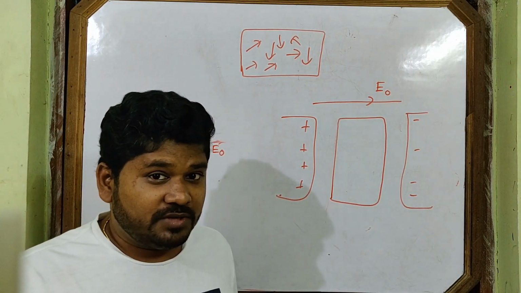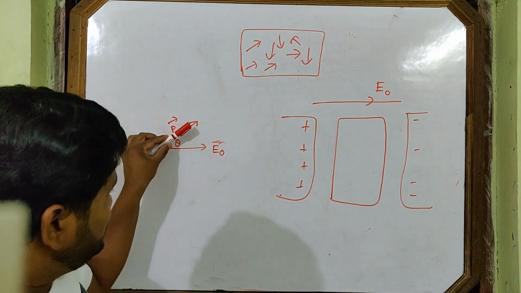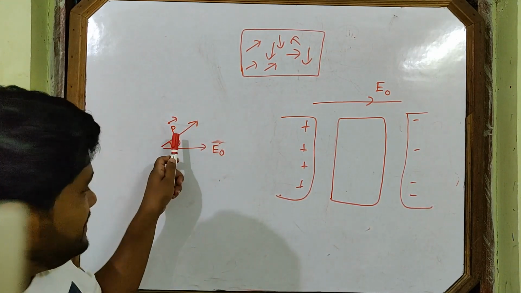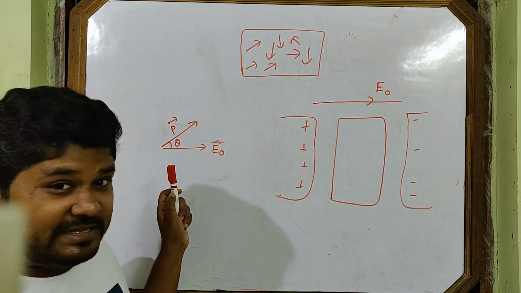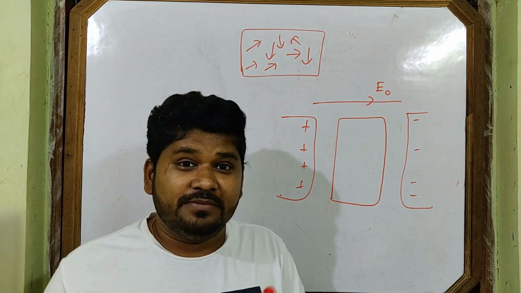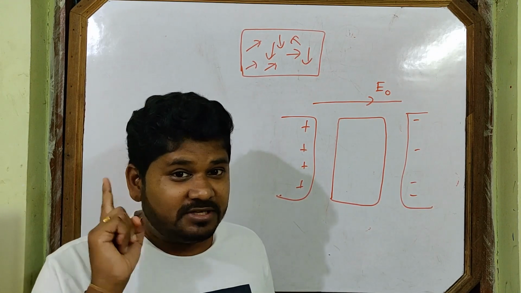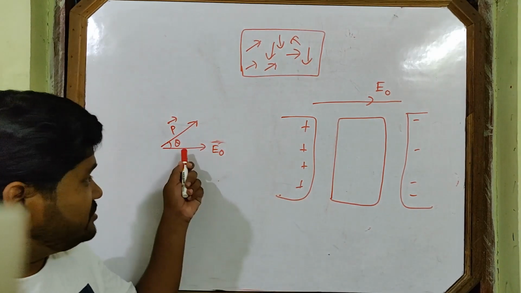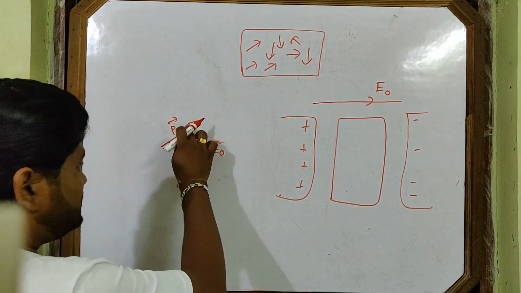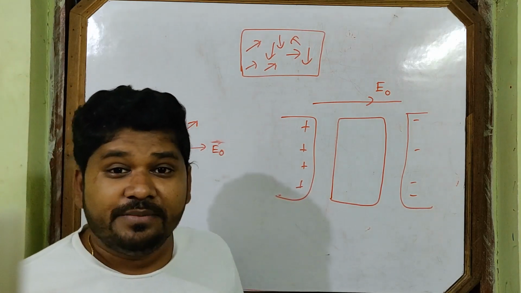No, I have told you. When some angle is there, immediately what happens to the dipole? The dipole will rotate. The dipole will experience torque, p sin theta, and come to which position? Stable equilibrium position, theta equal to 0 degree. We have discussed this in torque on a dipole. Theta equal to 0 degree means this dipole will turn and align along the direction of the field.